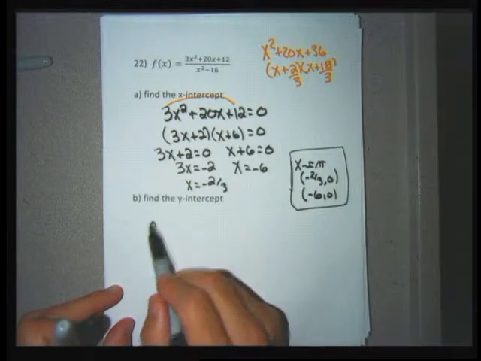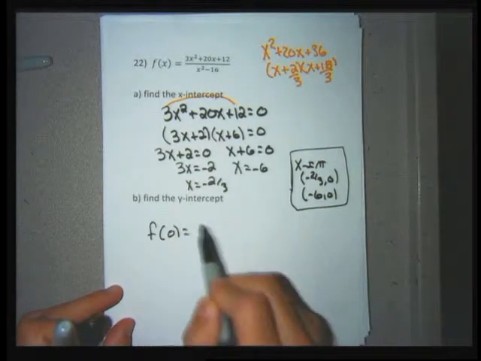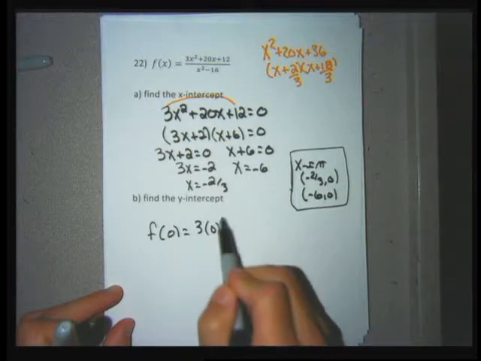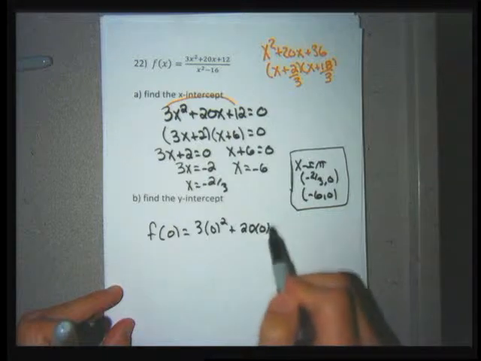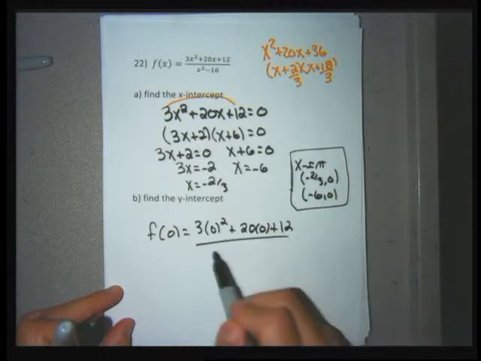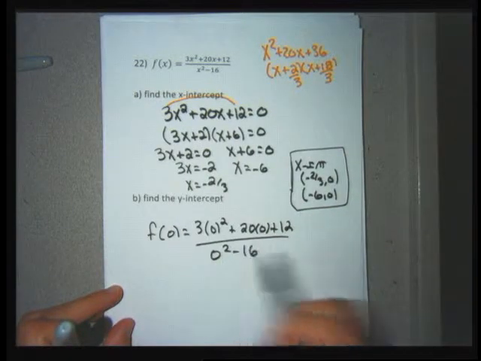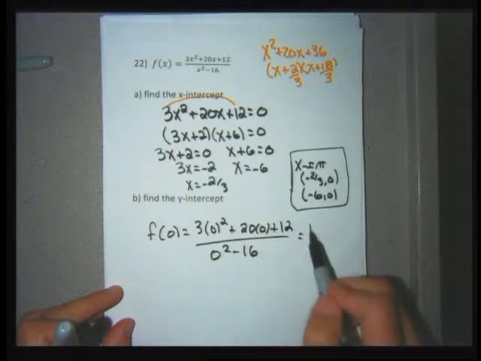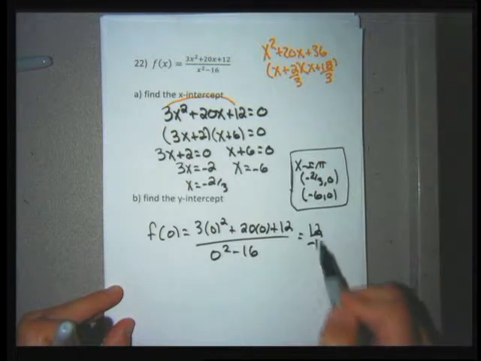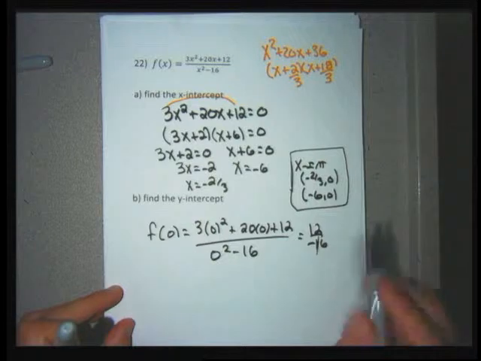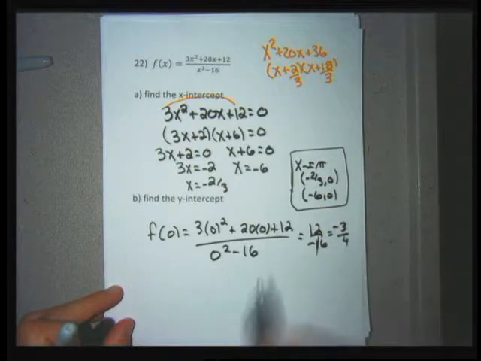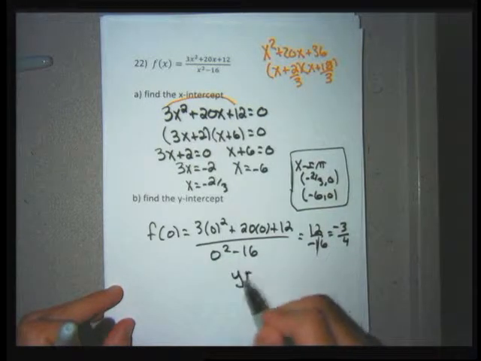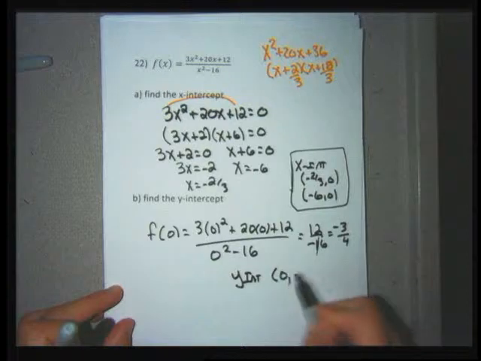For the y-intercept, I do f of 0 equals 3 times 0 squared plus 20 times 0 plus 12 over 0 squared minus 16. All parts with the zeros go away, and I get 12 over negative 16. That reduces by 4. 12 divided by 4 is 3. 16 divided by 4 is 4. And I'm going to put the negative in the numerator. So the y-intercept is going to be 0, negative 3/4.